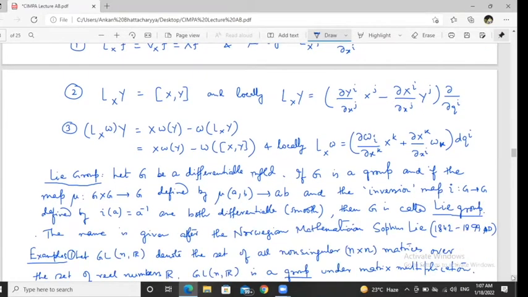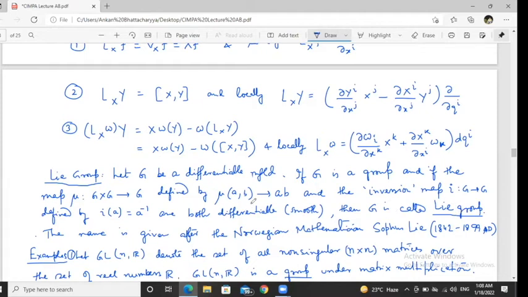Now we come to the concept of Lie group. Let G be a differentiable manifold. If G is a group itself, and if the mapping mu: G cross G to G defined by mu(A,B) = AB, and the inverse map I: G to G defined by I(A) = A inverse, are both differentiable mappings, smooth mappings, then G is called a Lie group.